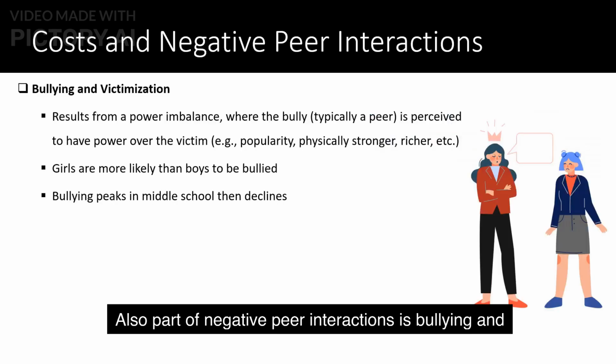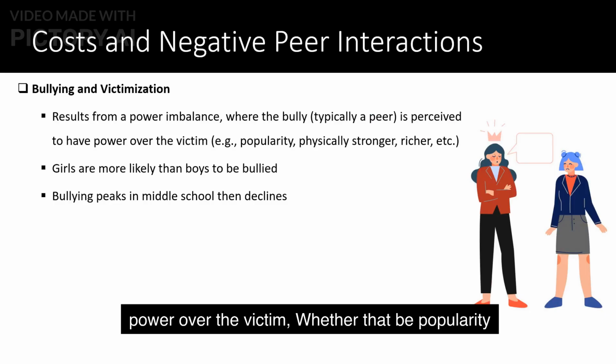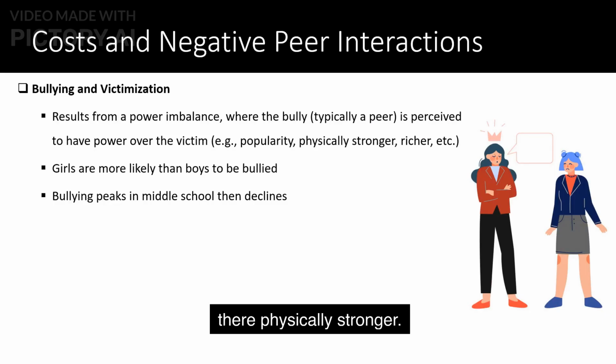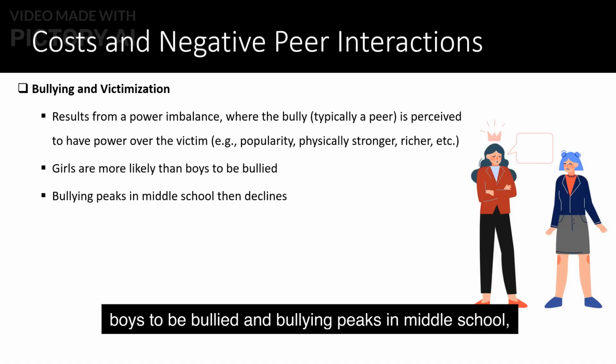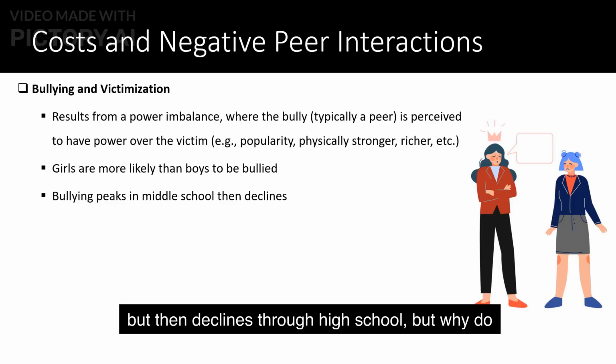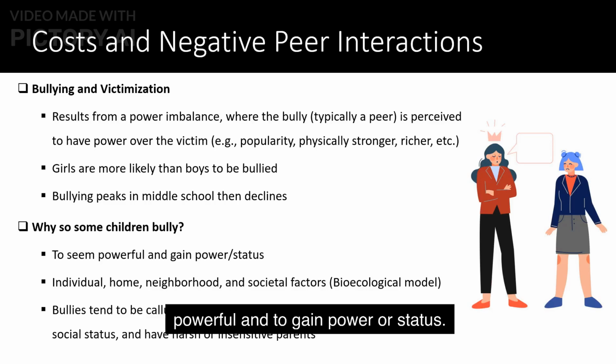Also part of negative peer interactions is bullying and victimization. Bullying results from a power imbalance, where the bully, typically a peer, is perceived to have power over the victim, whether that be popularity, they're physically stronger, they're richer, what have you. Girls are more likely than boys to be bullied, and bullying peaks in middle school, but then declines through high school. But why do some children bully? Some do it to try to seem powerful and to gain power or status.